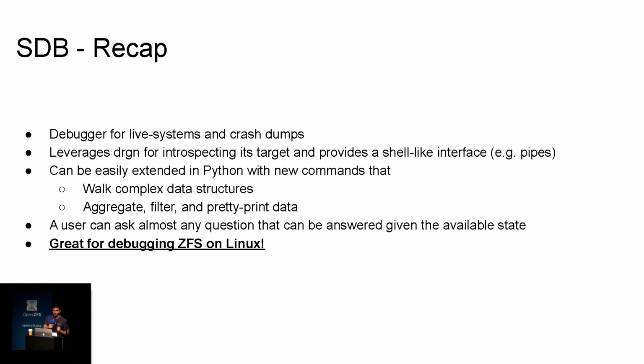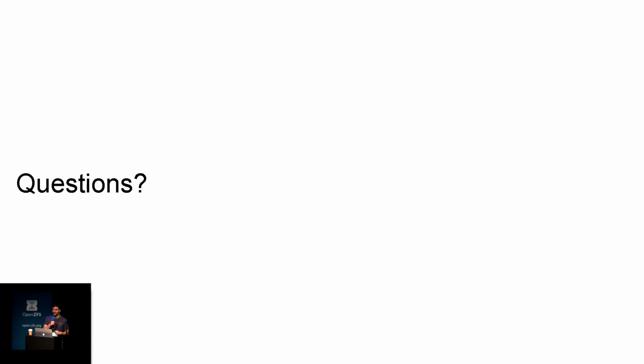So just to recap, SDB is a debugger for live systems and crash dumps. It leverages the Drgn library to introspect its targets. It can be extended in Python to walk complex data structures that developers write, and things like filters, aggregators, and pretty printers of data. And basically what we're going for here is allowing the user to ask almost any question that can be answered given the available state that they have, either a live running system or a crash dump. And hopefully that's what makes it so great for debugging ZFS. I have other content, but at this point I would like to take any questions.